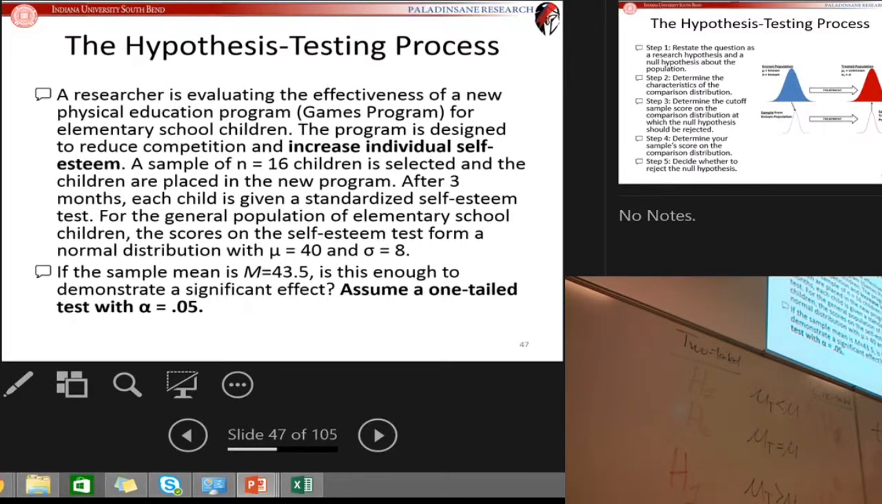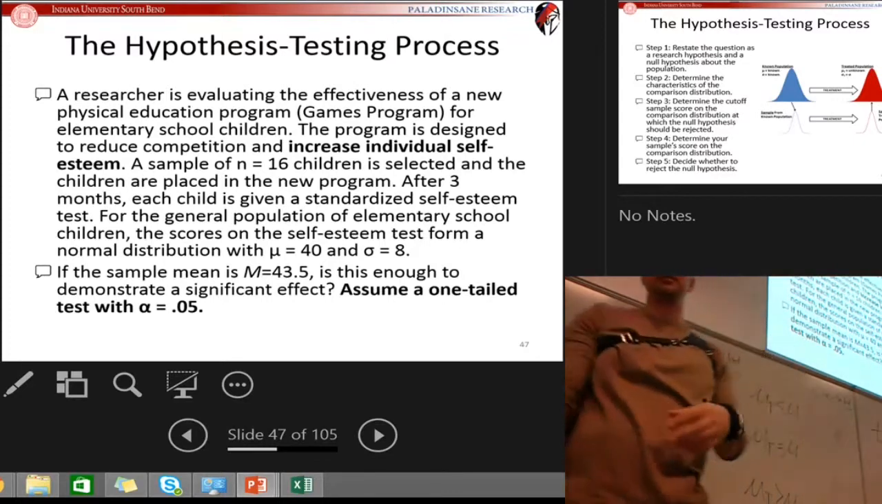What happens when we have that mean of 43.5? And remember, originally when we ran this as a two-tailed test with half the power, we didn't find an effect. We concluded that our games program does nothing. Now let's see what happens when we do it with the correct one-tailed test.